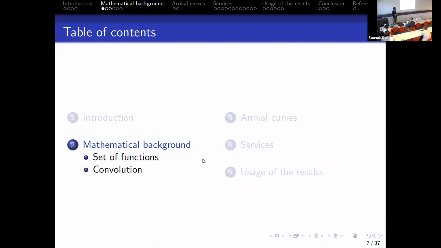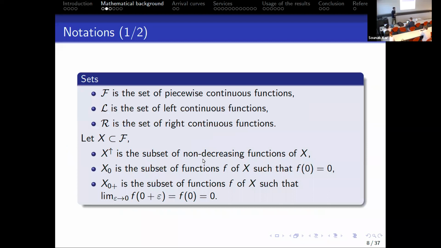Fine, I need to come back just a little bit on the mathematical background. So first, I will introduce some notation. I will say f for the piecewise continuous function, and logically I will say L for left continuous function and R for right continuous one. And if I take a subset of any sets, I will index by upper arrow for the non-decreasing functions, with 0 for the functions which are null at the origin, and with 0 plus if the right limit at the origin is null.